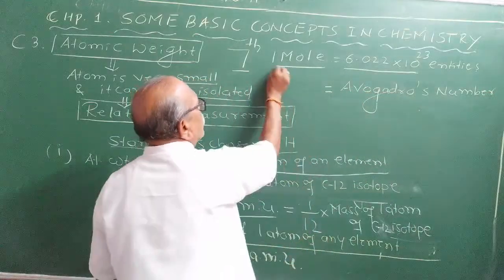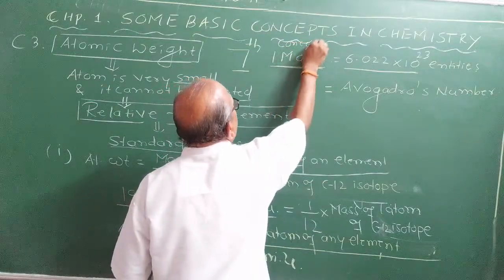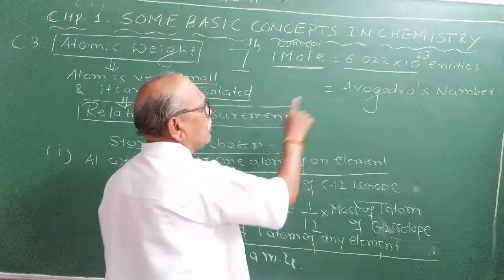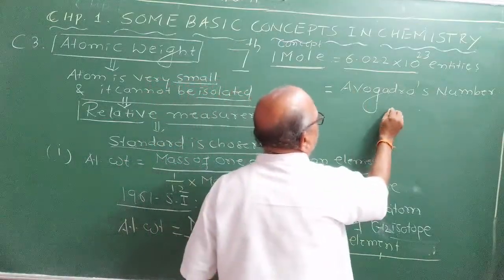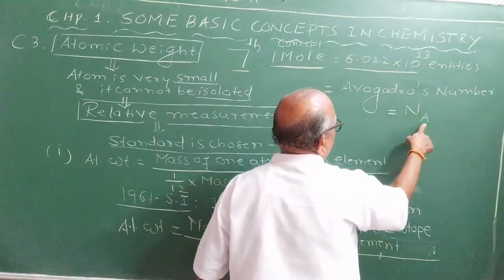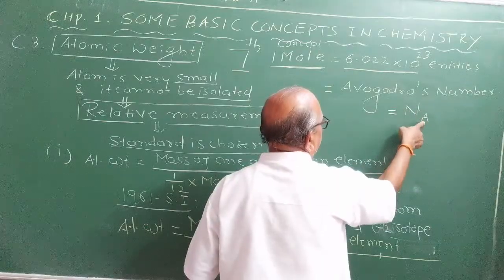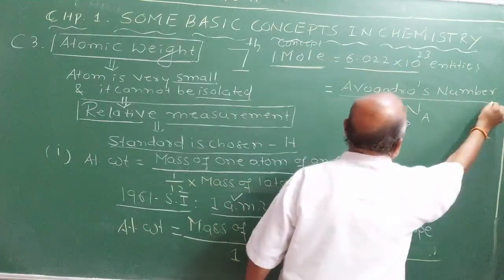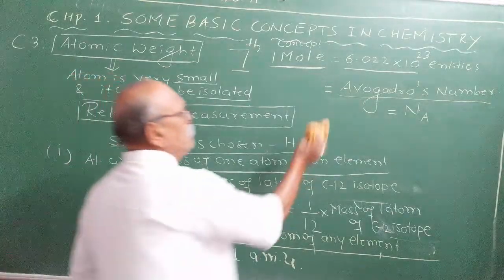Right? That is called as the concept of mole. Later you will be learning, therefore I am teaching you now only. One mole of any element, this number is called Avogadro number. We represent this number as Na. A stands for Avogadro, N stands for number. Henceforth, whenever I write Na, you understand that it is Avogadro's number. Very important number in the mole concept.